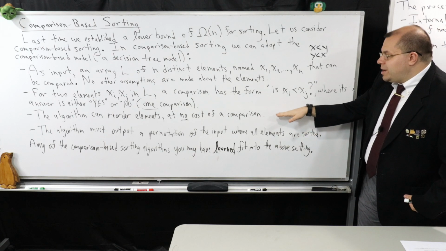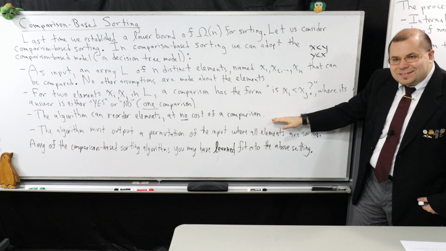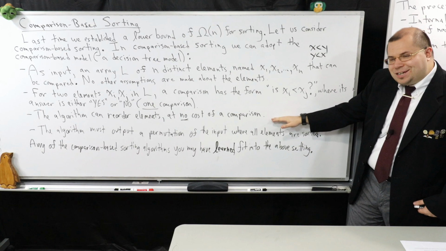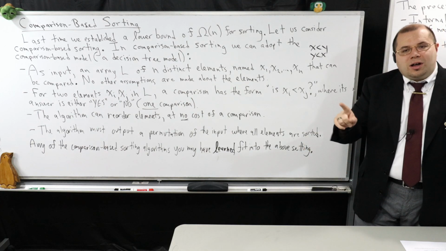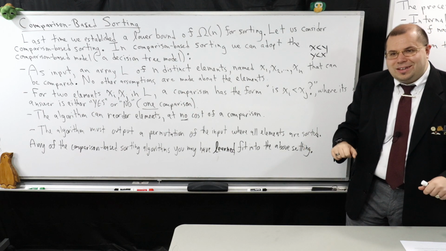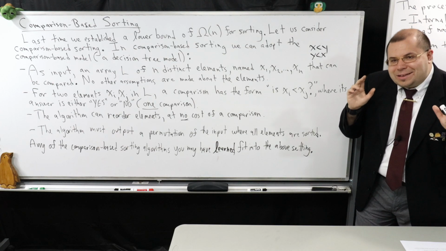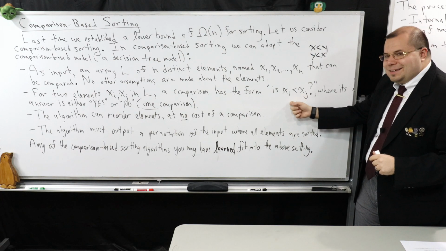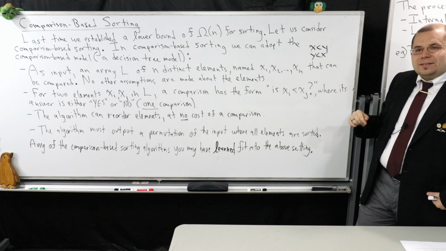So the trick here is that we're going to be very lenient about what the algorithm does with this information. We're going to say that the algorithm can reorder elements and there is no cost of a comparison when this happens. So it could permute around elements, but anytime it does one of these comparisons, anything that looks like this, that counts as one comparison. Are we clear about that?